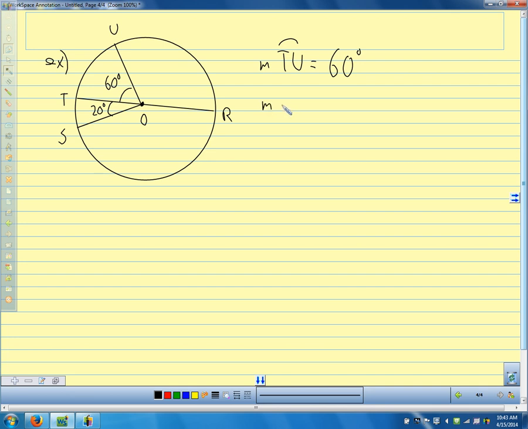How about the measure of arc TUR? From here to here. 180. This is a diameter, so this is a semicircle. So TUR is 180 degrees. How about the measure of arc STU? 80. I add 60 and 20. This part is 20 degrees, this part is 60 degrees.